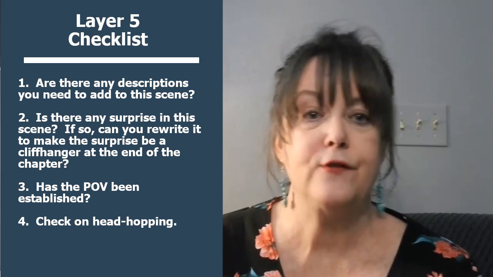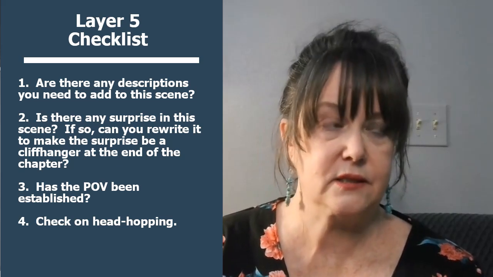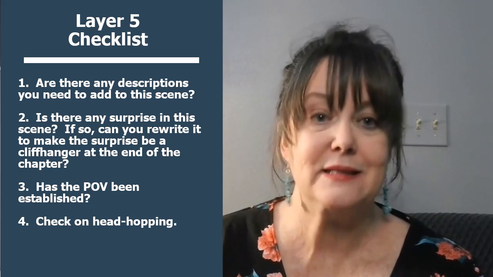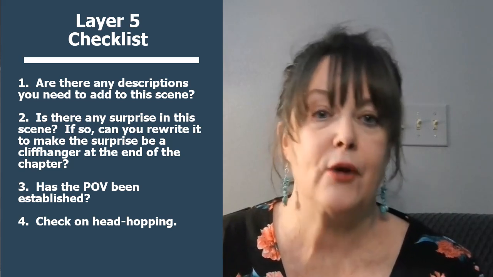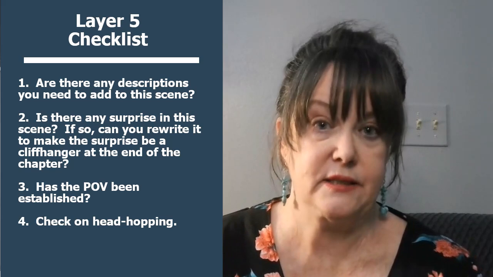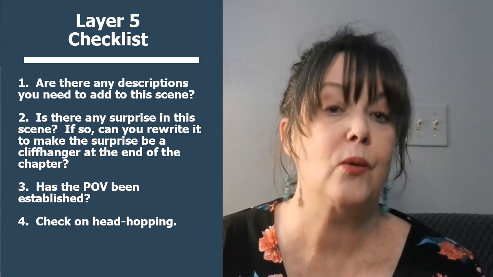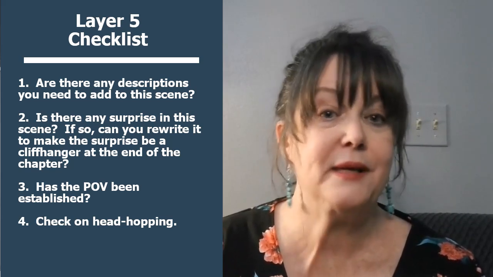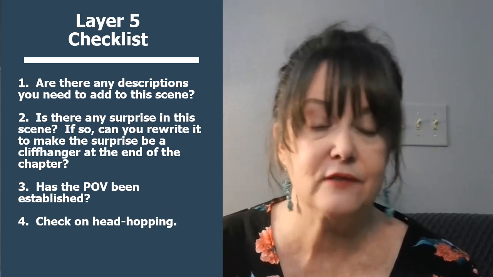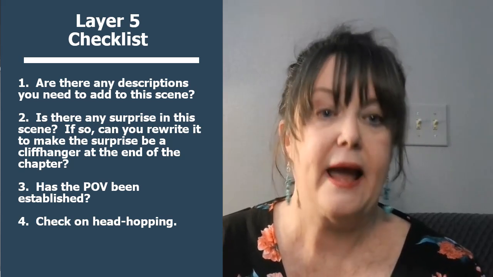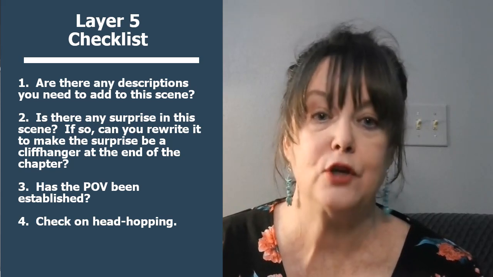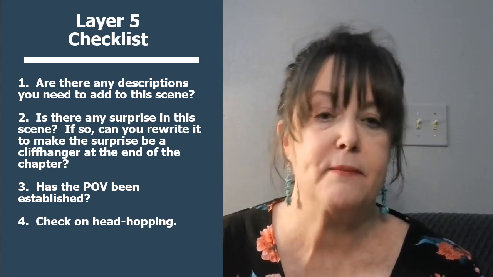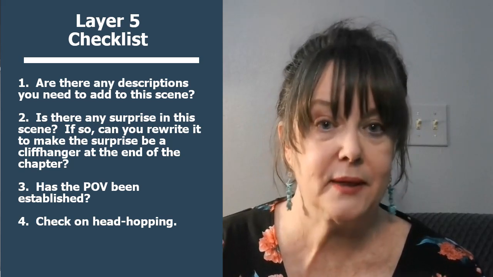So a layer 5 checklist is this. Are there any descriptions you need to add in this scene? Is there any surprise in this scene? And if so, can you rewrite it to make that surprise be a cliffhanger at the end of the chapter? And has the point of view been established? And just check to make sure that there's no head hopping.